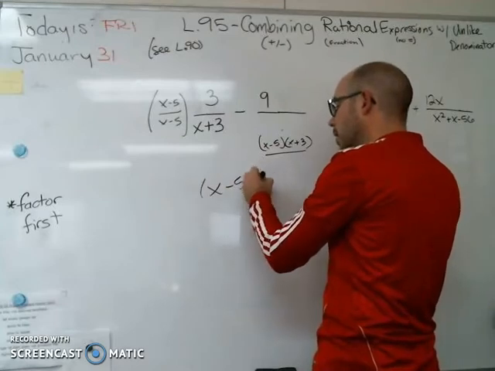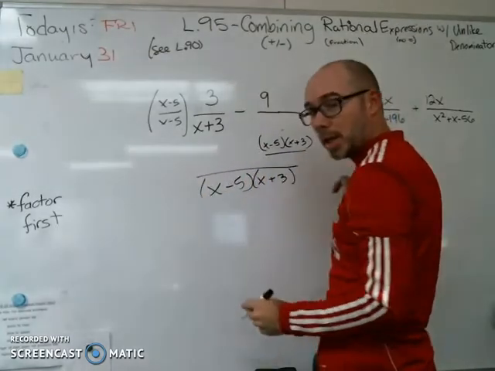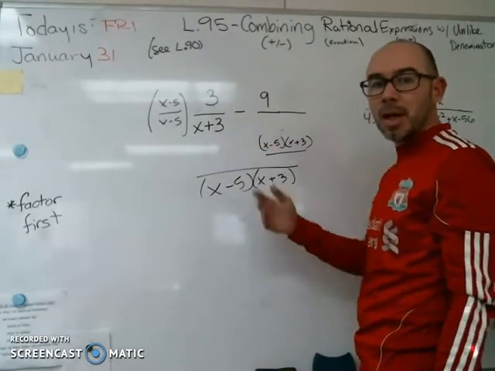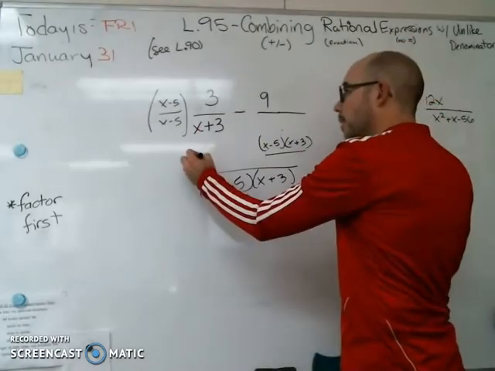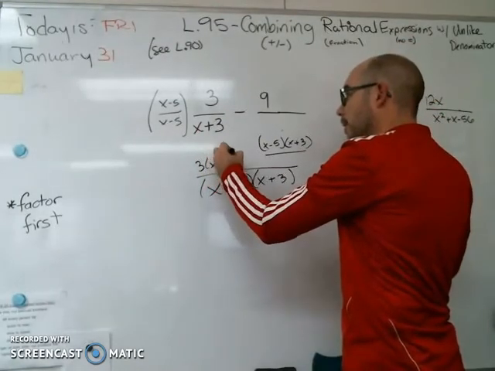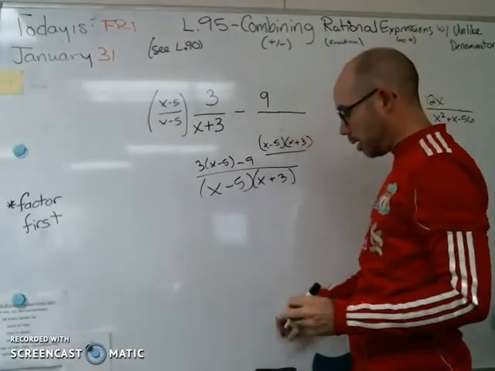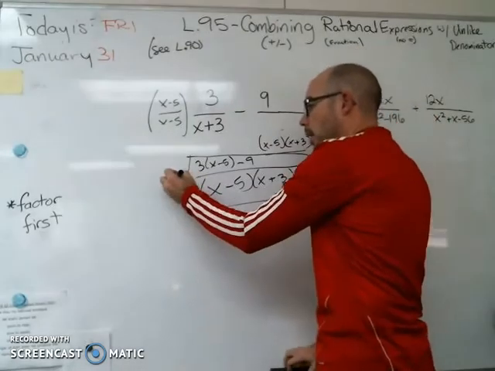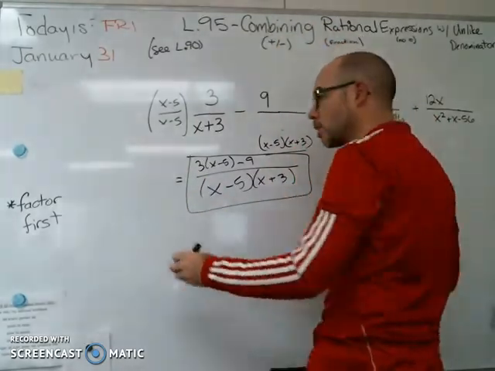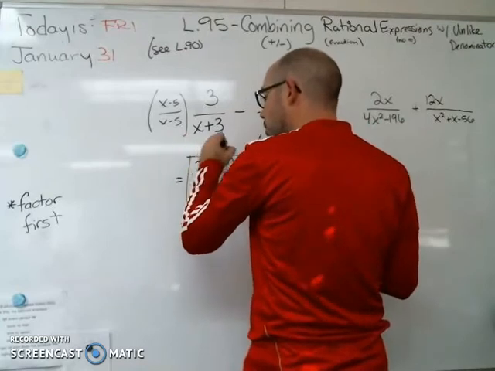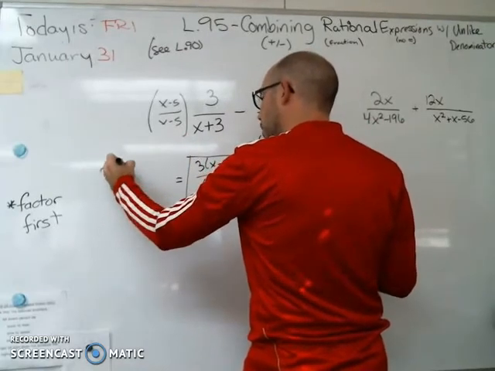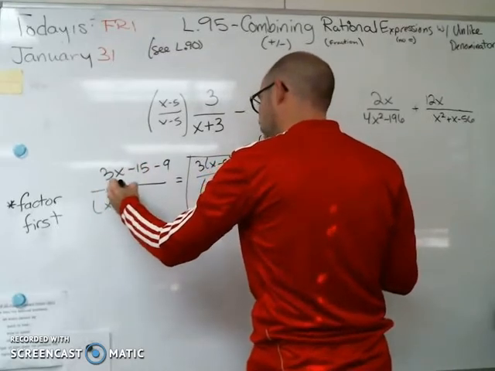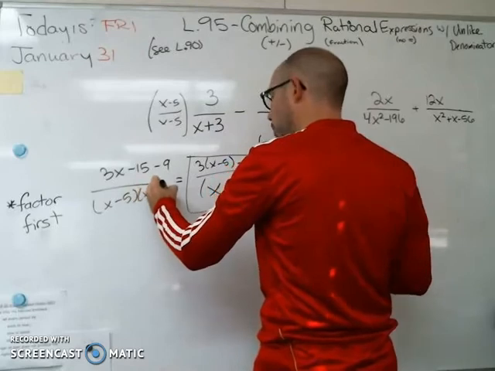I'm going to leave it in this factored form rather than foiling it and putting it back as a polynomial, because I'd rather see the individual factors, and then I fix the top. The top gets fixed by multiplying 3 by x minus 5 and then subtracting 9. So here's my updated problem, and I'll just clean the top up a smidge and distribute this here and get 3x minus 15 minus 9 over x minus 5, x plus 3.